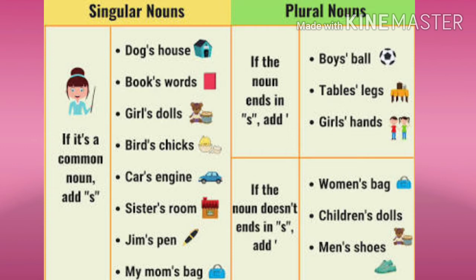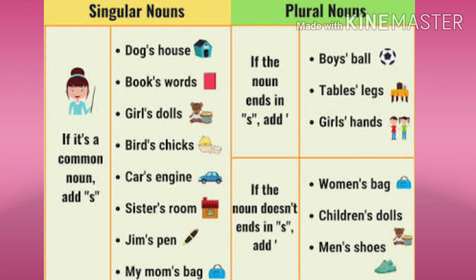Singular nouns, when it is a common noun, we add just apostrophe s. For example, dog's house, book's words, girl's doll, bird's chicks, car's engine, sister's room, Jim's pen, my mom's bag. My mom's bag, in the sense, the bag of my mom. Here, mom is a common noun. So, to show the possessiveness of this word, we add apostrophe and s.